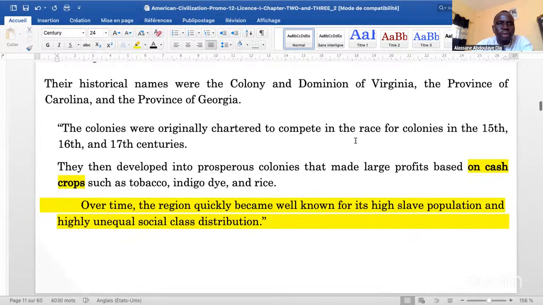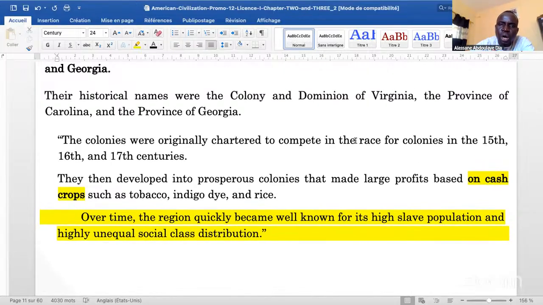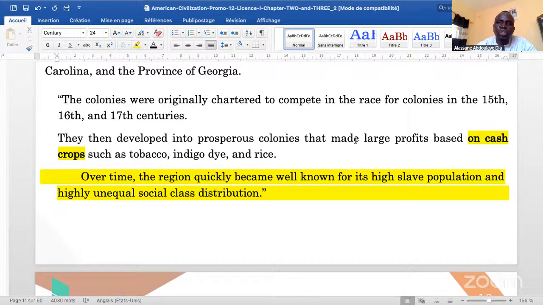But this is not very important. The colonies were originally chartered to compete in the race for colonies in the 15th, 16th, and 17th century. So when the southern colonies came, it was to make the list of colonies bigger. So they too joined the competition of colonies. They became big colonies in the 16th, 17th century. Then they developed into prosperous colonies that made large profits. So like other colonies, they started to grow and become big colonies.